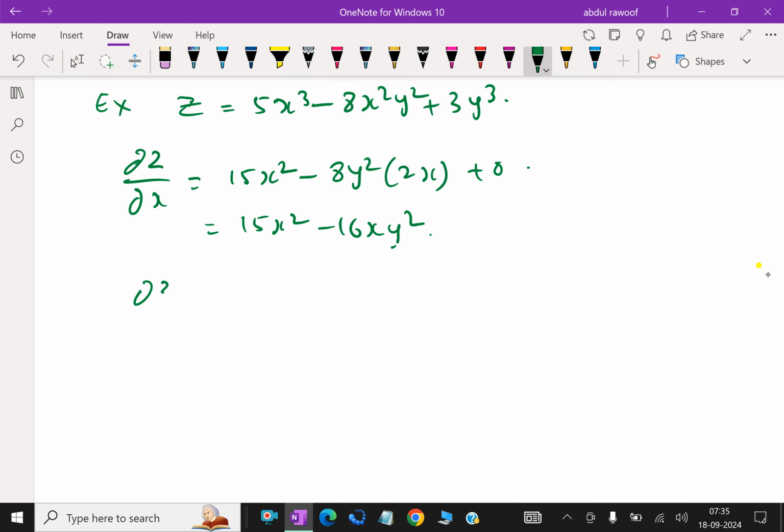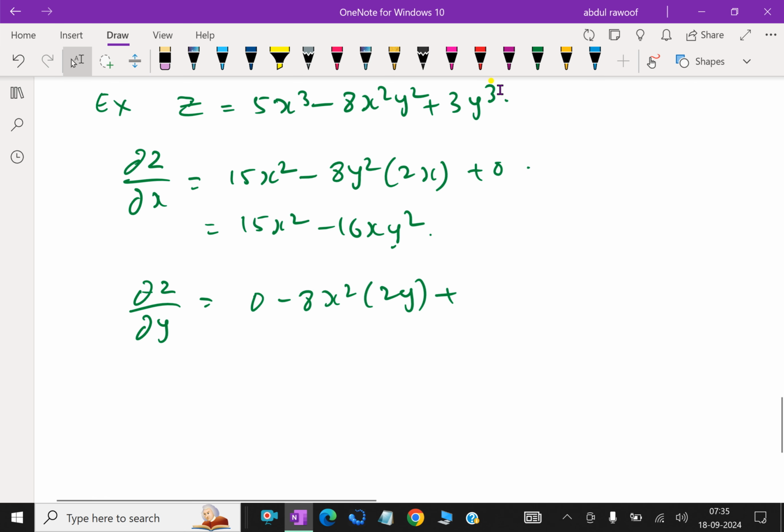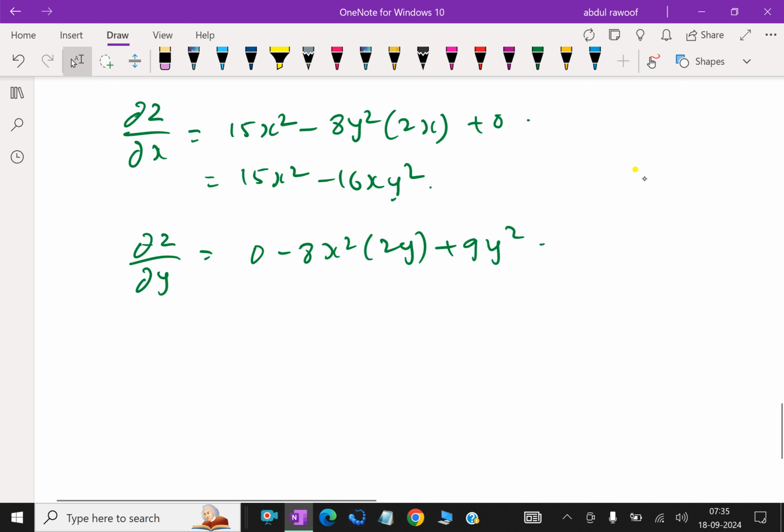Similarly, we can find dou z by dou y. Here the function has x and y, and we have to consider x as constant. The x variables are constant. So here the first term is 0 because there is no y term, minus 8x square, y square differentiation is 2y, plus 3 into 3 is 9y square. So we have minus 16x square y plus 9y square.